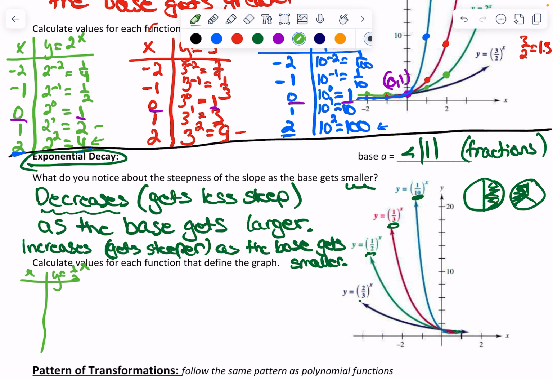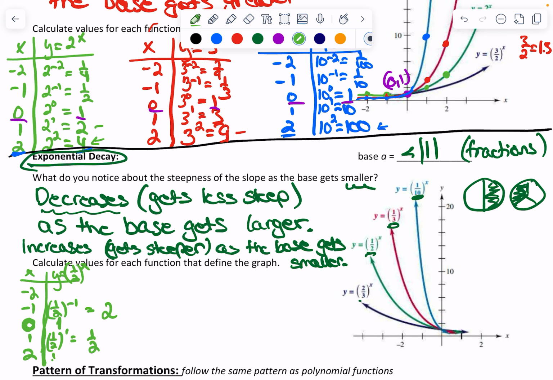Half to the power of x. So same values, and let's see what happens. Now, when we have the 0, again, any number to the power of 0 is going to be 1. There's no changing that. If we do half to the power of 1, that's going to be a half. Now, if we do half to the power of -1, we flip it over, so we end up with 2. 2 over 1 is 2.